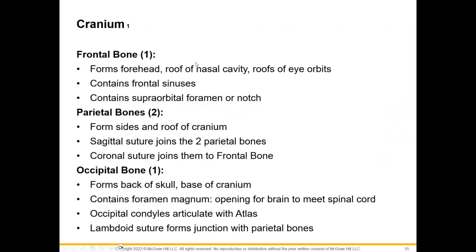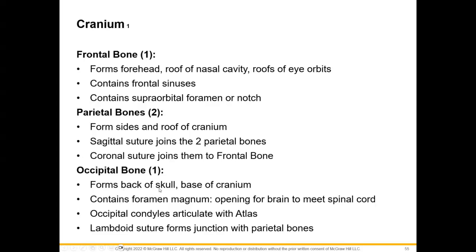Okay, looking at the cranium, the frontal bone. It forms the forehead, the roof of the nasal cavity, the roofs of the eye orbits. It contains the frontal sinuses. It contains the supraorbital foramen, or the notch. The parietal bones that are behind the frontal bone form the sides and roof of the cranium. Sagittal suture joins the two parietal bones. Then the coronal suture joins them to the frontal bone.